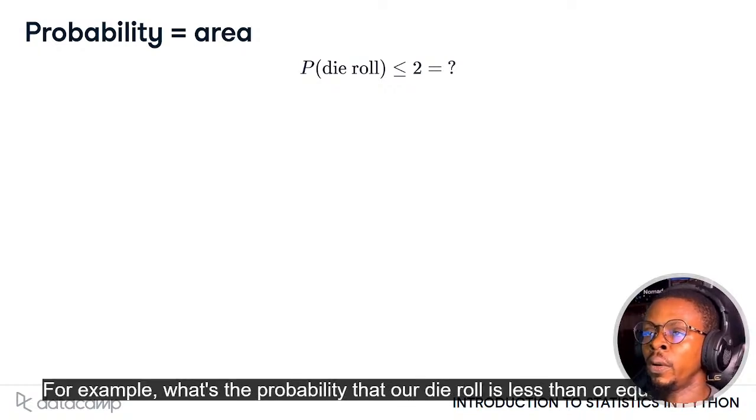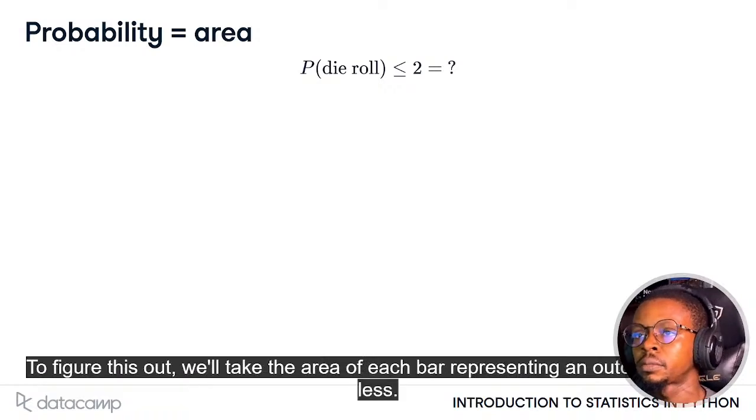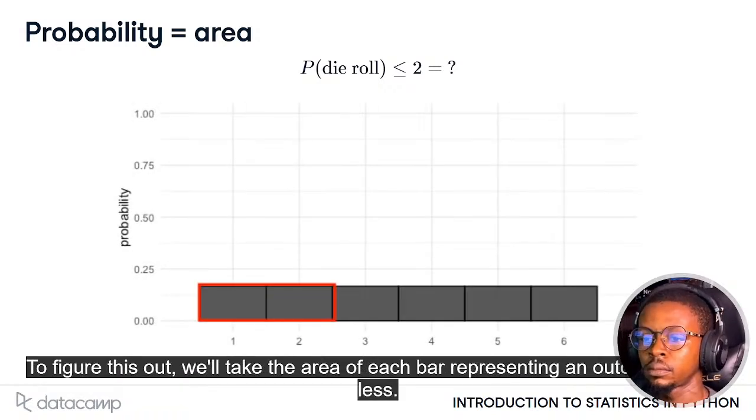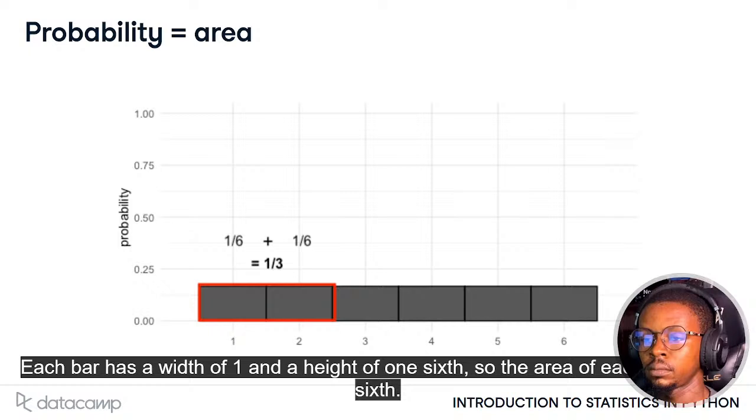For example, what's the probability that our die roll is less than or equal to 2? To figure this out, we'll take the area of each bar representing an outcome of 2 or less. Each bar has a width of 1 and a height of 1/6, so the area of each bar is 1/6.